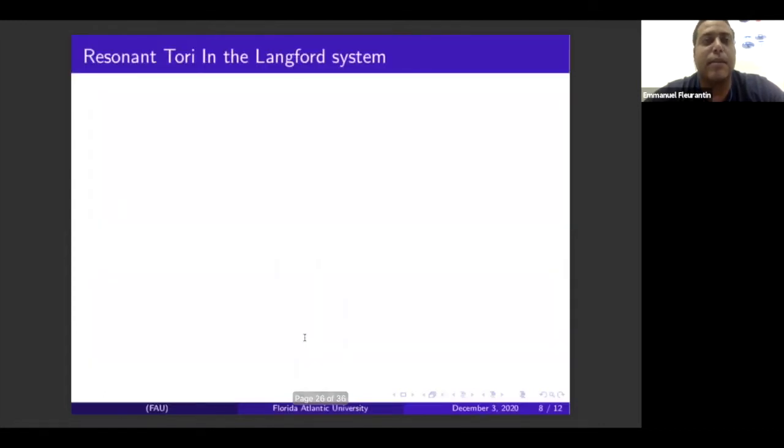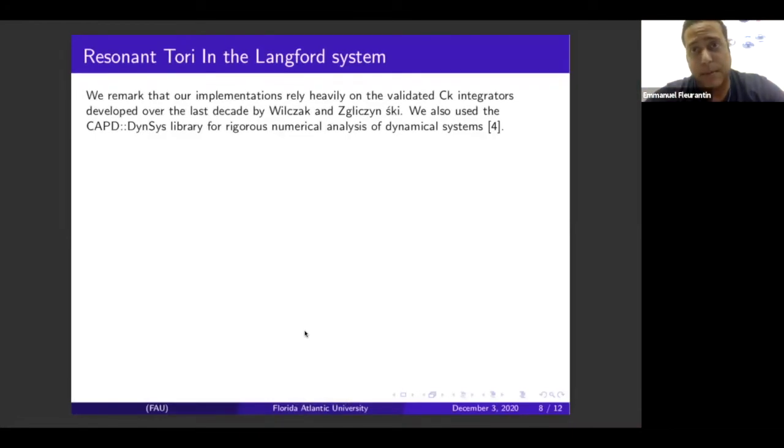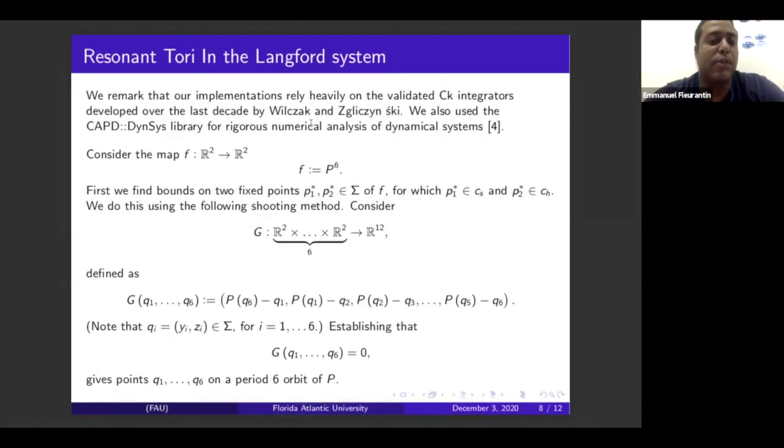Okay, so next we'll talk about our validation techniques, what we use to validate the resonant tori in the Langford system. So, some remarks. To run our proof, we had to use the CAPD library. So this is the reference here, and we'll show you the reference later. But in order to validate the fixed points, we consider a map from R2 to R2. And in our case, we consider the Poincare section x equals 0. So it takes 6 iterates of the Poincare map to get the fixed point back to itself.